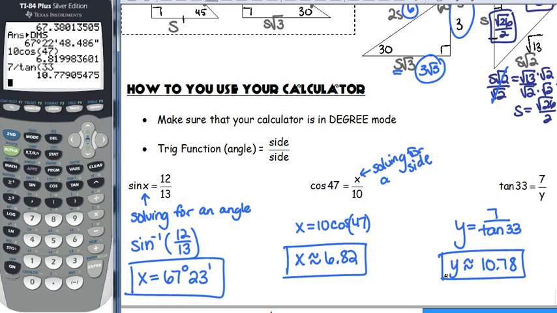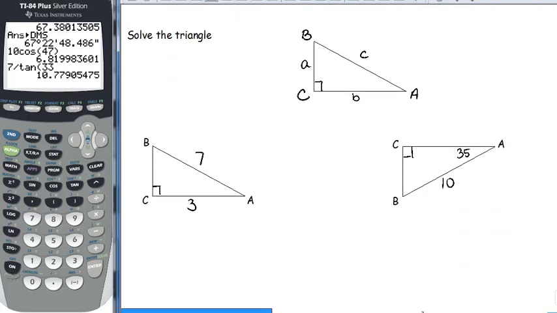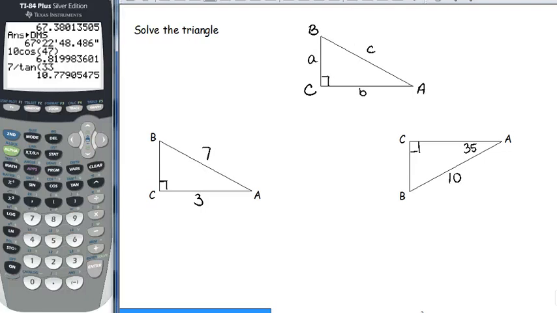Okay, so again, that was a review. When we turn over to the back side, we've got some new stuff here. Now we're going to talk about solving for a triangle. If I'm solving for a triangle, I'm solving for all given pieces.